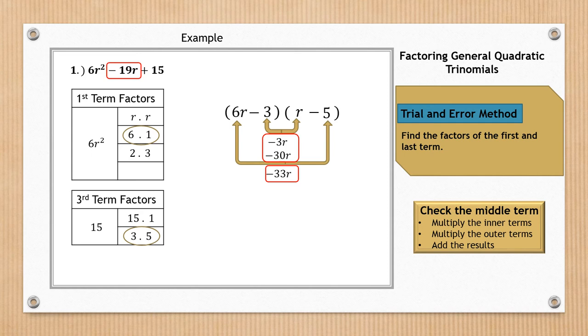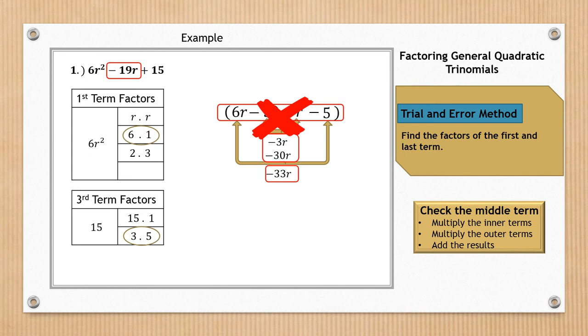If you see, that is 33 yung result natin, pero yung middle term sa given is negative 19. So, hindi. Meaning, this assumption natin is, again, wrong. So, wag kayong mawalan ng pag-asa. Okay? Kasi trial and error nga. Marami pa tayong factors na pwedeng itry.